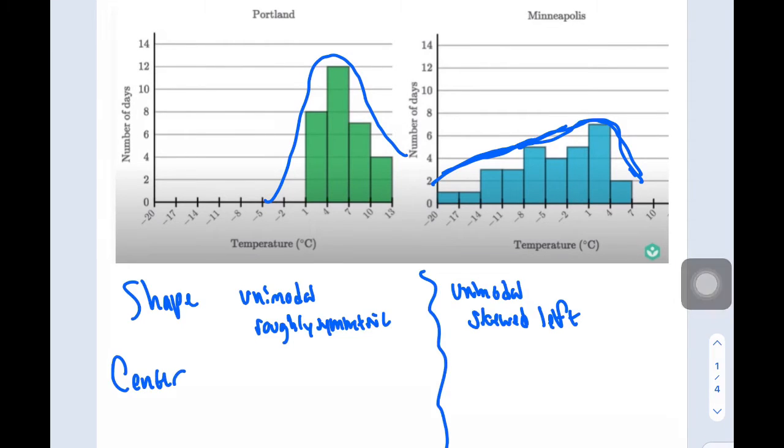Now let's talk about the center. For the center, we've mentioned in the past that we can use mean and median. Now what's tough with histograms is that we don't have all the individual values. So you can't actually calculate the mean or the median just by looking at this data distribution. So for center, with histograms, it's okay to eyeball where the center is roughly. Looking at Portland, we can see that the center is probably somewhere around 5, 6, or 7. So we can say the center is about 7 degrees Celsius, where the center for Minneapolis might be somewhere around -5 degrees Celsius.